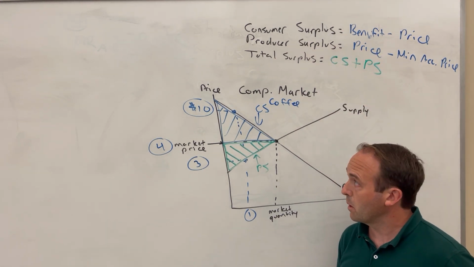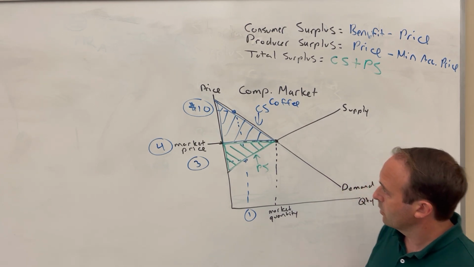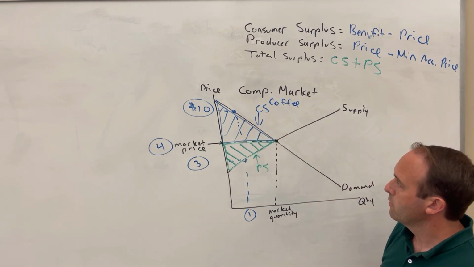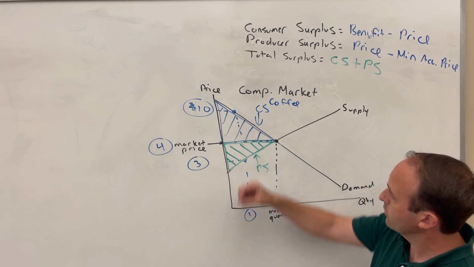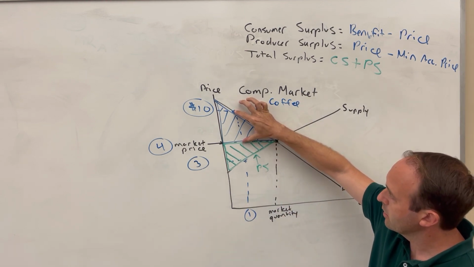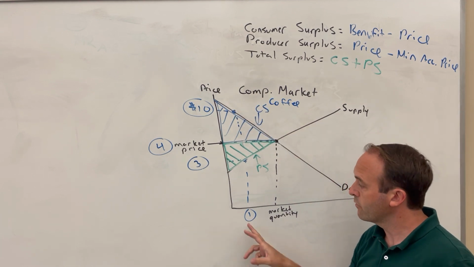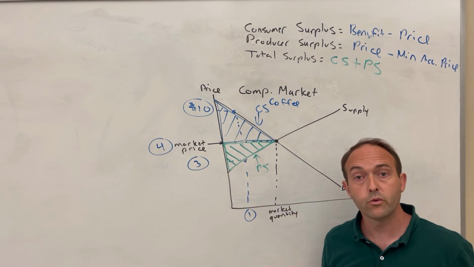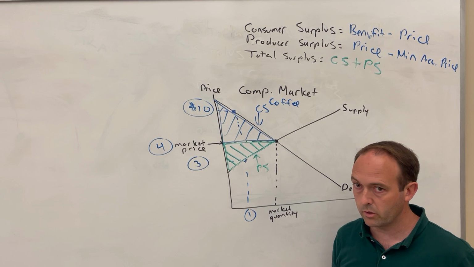For just that first cup of coffee, the producer surplus was this gap right here, $1. For that first cup of coffee, the consumer surplus is this gap right here, the 10 minus 4, which is $6. So the total surplus for that one cup of coffee would be the 6 plus the 1, or 7, right? The sum of the consumer surplus and the producer surplus.